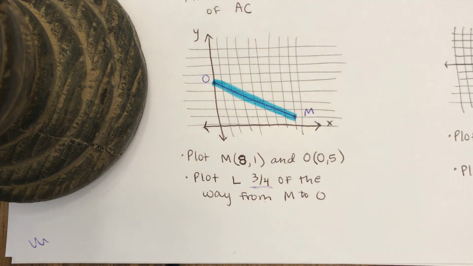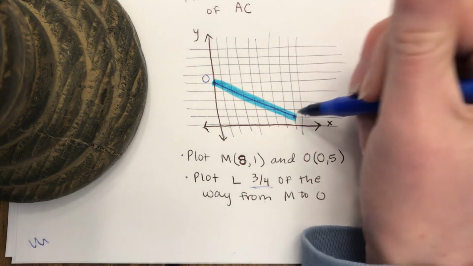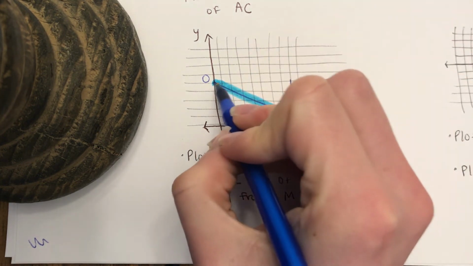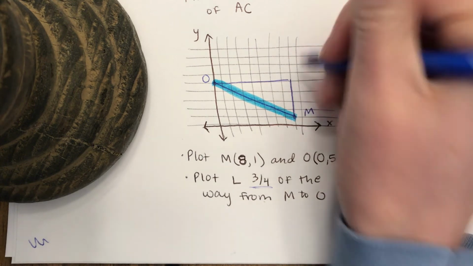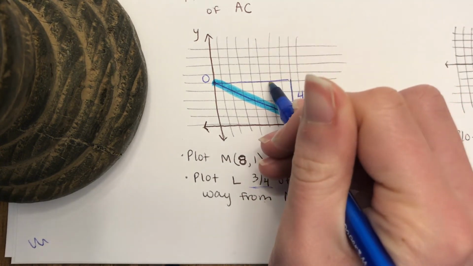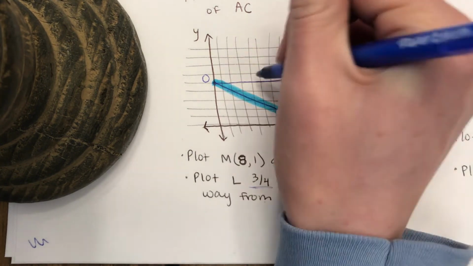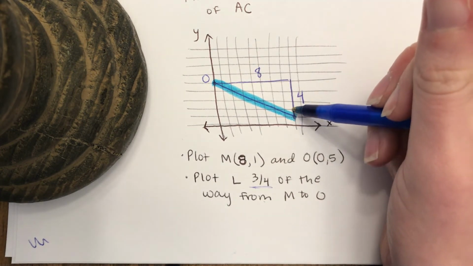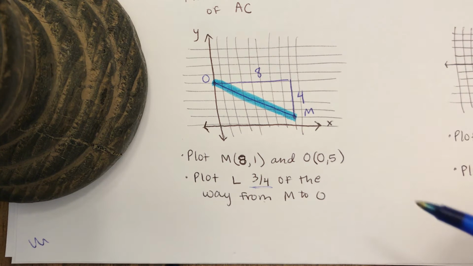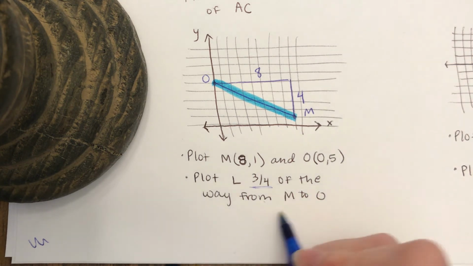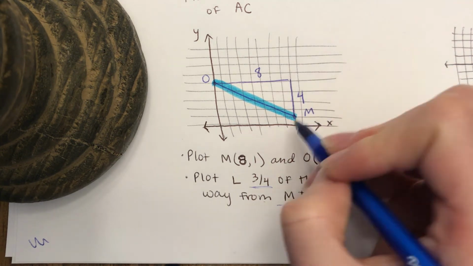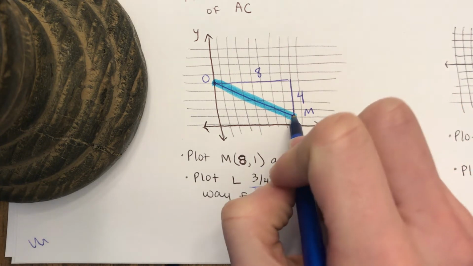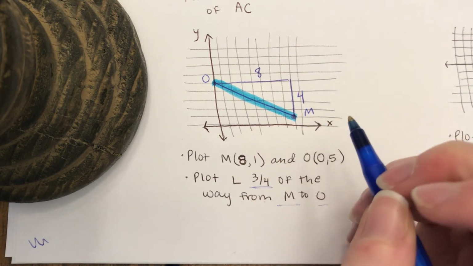So 3/4 again, we're going to start the same way. We're going to draw our slope triangle. So for this one, I'm going to go up 4 and to the left 2, 3, 4, 5, 6, 7, 8. So again, if I want to go 3/4, I don't want to go up 1/3 of the way. I don't want to go up half the way. I want to go up 3/4 of the way. And it does say from M to O, so that means I am going to start at point M when I'm counting to keep it from M.